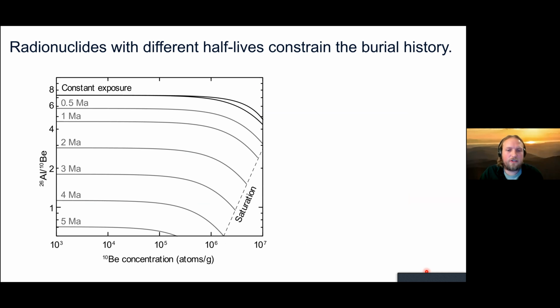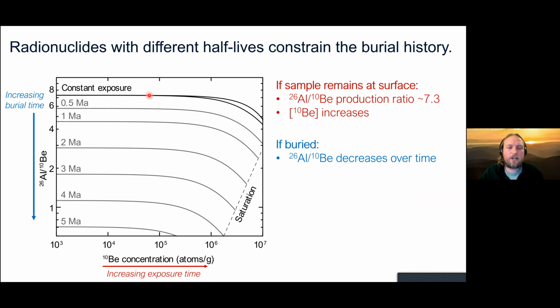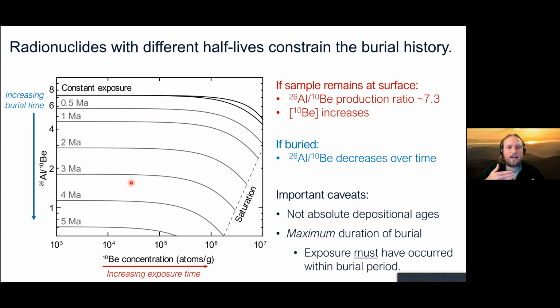And this is a two-isotope plot that is commonly used in cosmogenic nuclide dating, where if a sample remains at the surface somewhere, it's going to accumulate more and more beryllium-10 and aluminum-26 over time at a consistent ratio of about 7.3 in Greenland. But if buried, production stops and aluminum begins to decay more quickly than beryllium. And so that ratio decreases over time. These are not absolute depositional ages, but we can get isochrons that tell us the total burial history, which gives us a way of saying sediment must have been exposed within that time.